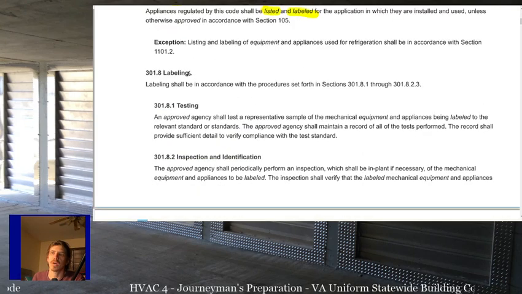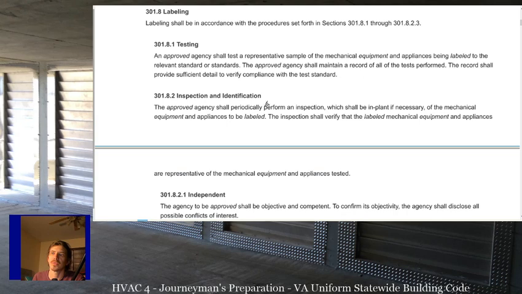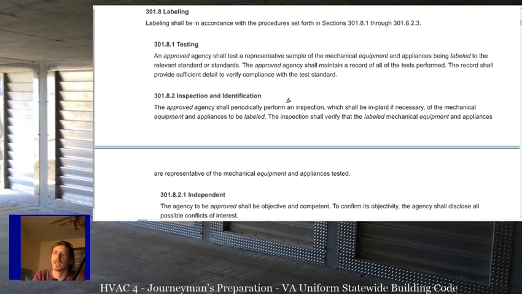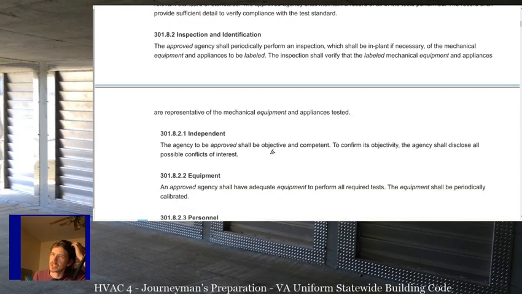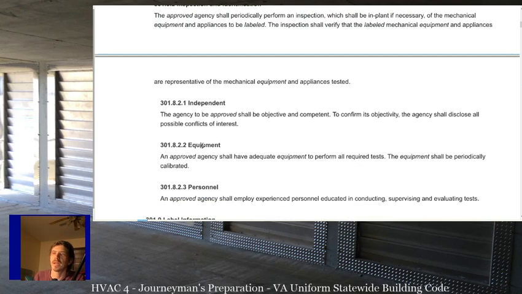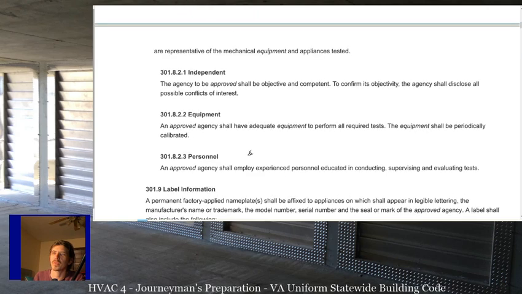Labeling has to meet these requirements. So what they mean by labeling is an approved agency tests a representative sample of the equipment and appliances being labeled to the relevant standard or standards. The approved agency has to maintain a record of all the tests performed, and the record has to provide sufficient detail to verify compliance. The approved agency has to periodically perform an inspection, which shall be in plant if necessary, of the mechanical equipment and appliances to be labeled. The inspection has to verify that the labeled equipment and appliances are representative of the mechanical equipment and appliances tested. The agency has to be independent, and the agency has to have adequate equipment to perform the required tests.